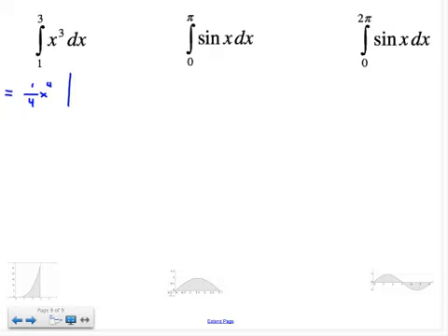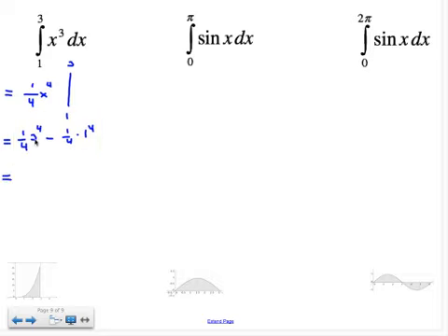And then we put a vertical bar, and we put the lower limit on the bottom and we put the upper limit on the top. And then we plug in first the upper limit. So we would get 1/4, 3 to the 4th. And then we subtract 1/4 times 1 to the 4th. So what I've done here is this is big F of B minus big F of A. So I'm executing the operations of the fundamental theorem.